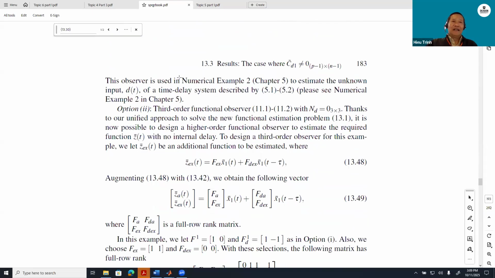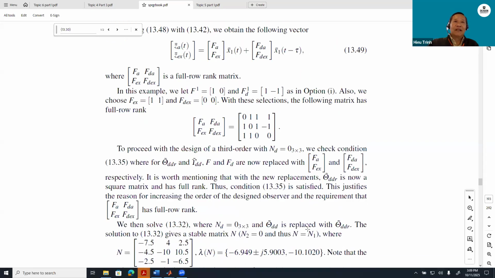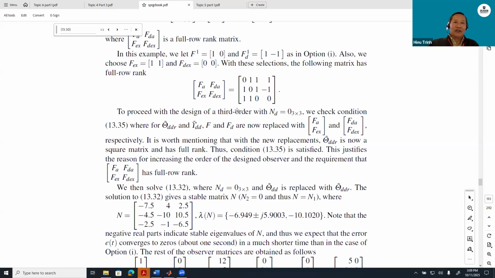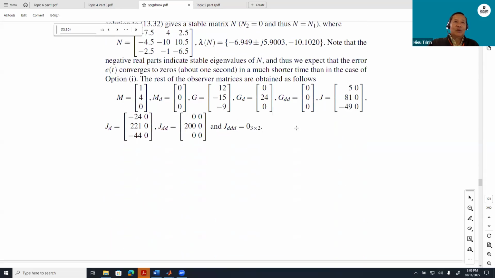And that will cover enough evidence to show that when it comes to generalized functional observers for time delay systems, we can have more options available if we adopt the kind of generalized functional problem that we address in this new book. Okay.